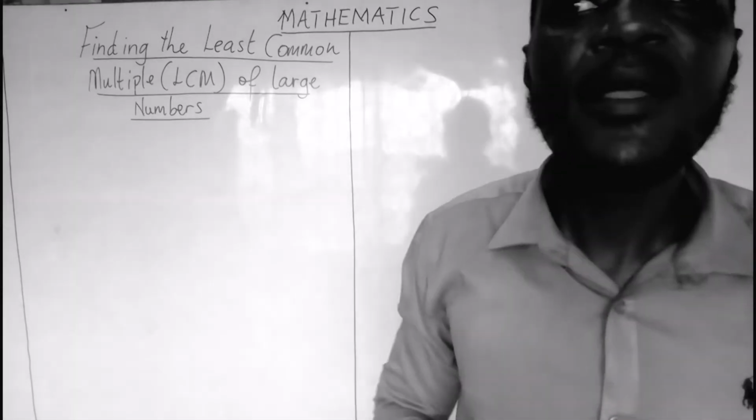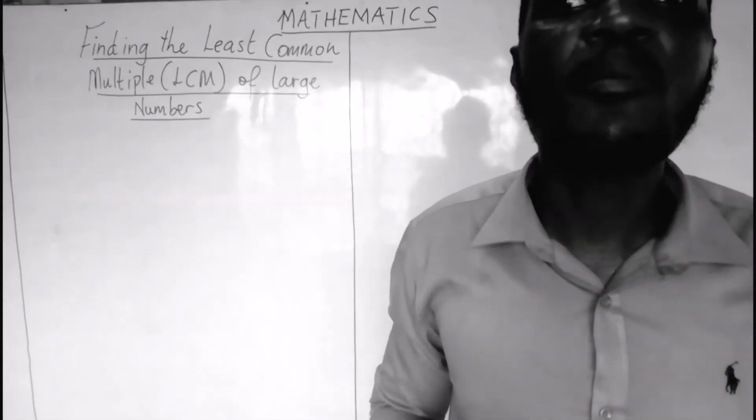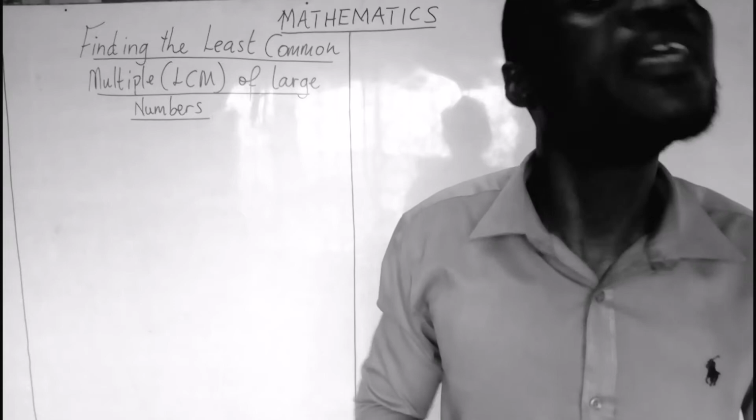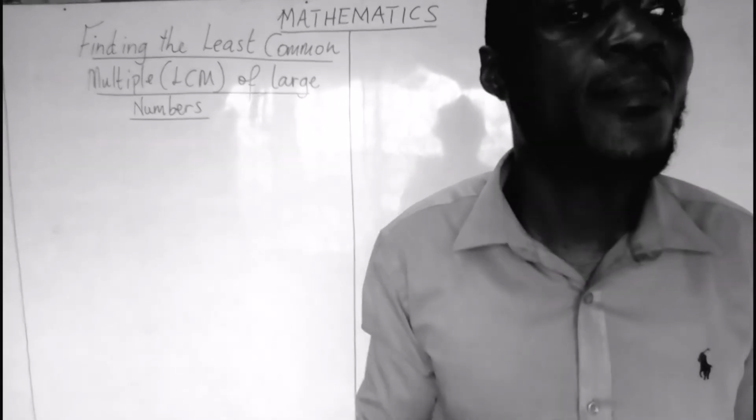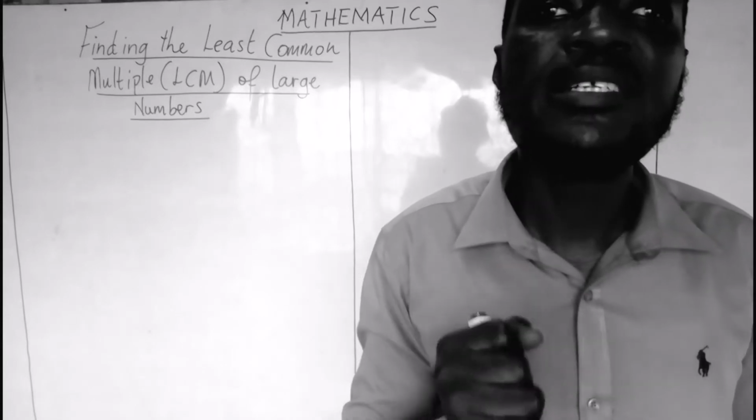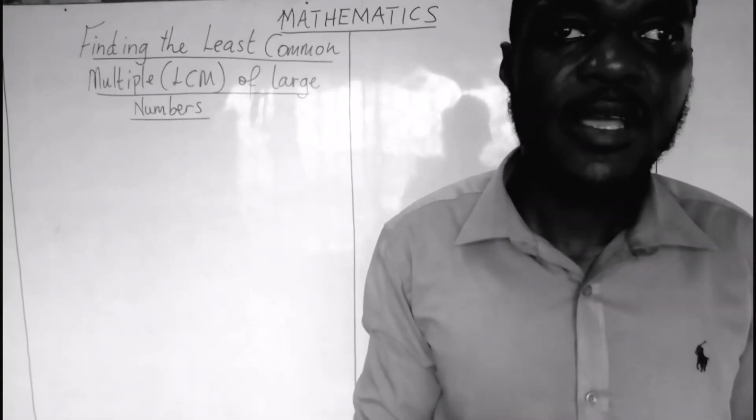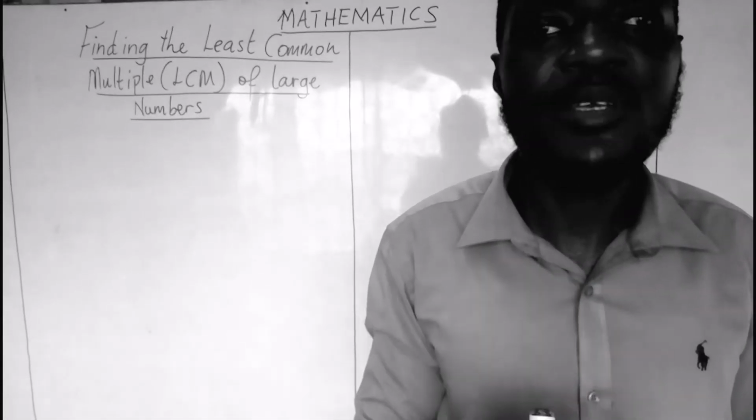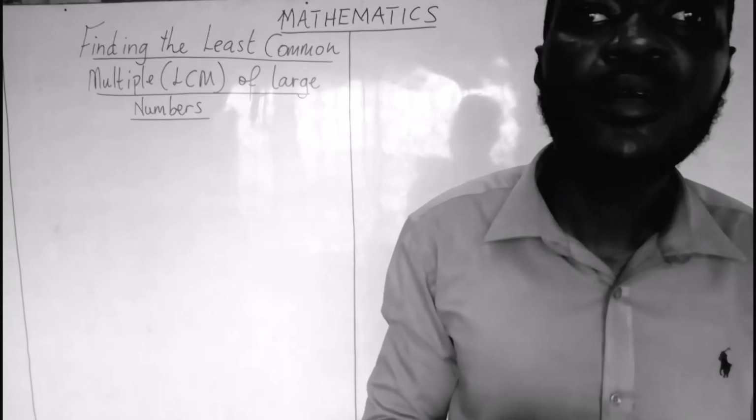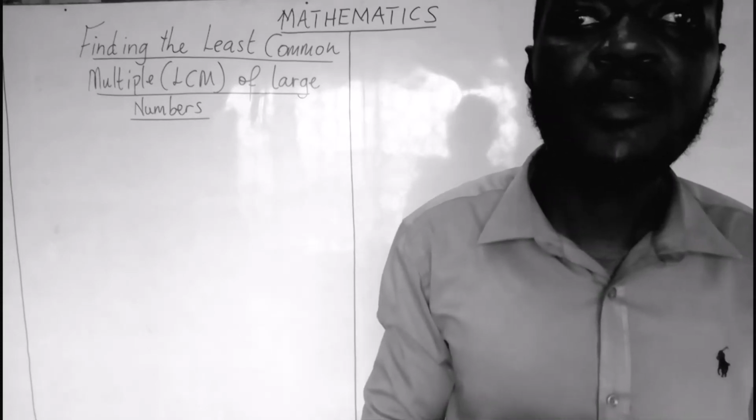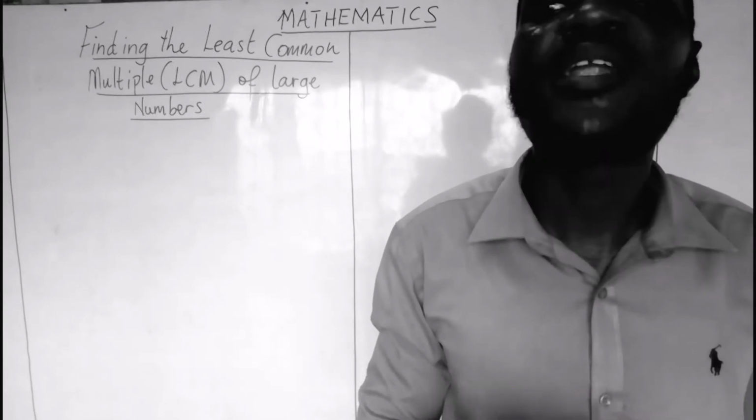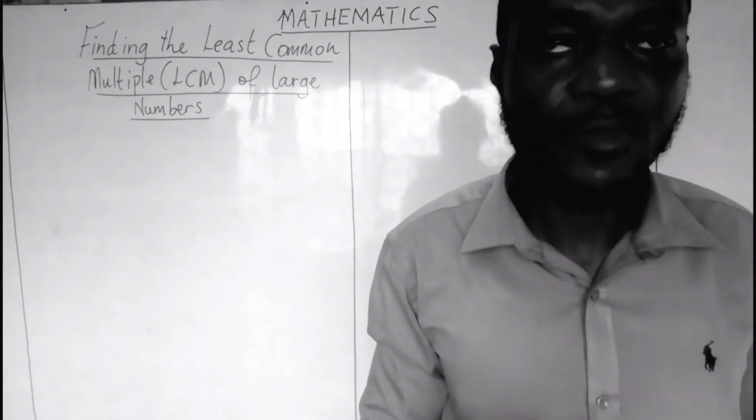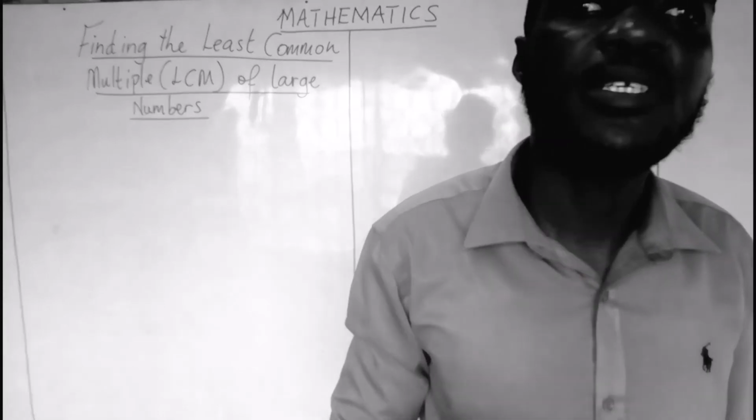Finding the least common multiple, or what you normally hear most of us say, LCM, of large numbers. I added large numbers to it because most of the times that is where the problem really is. So what is LCM?